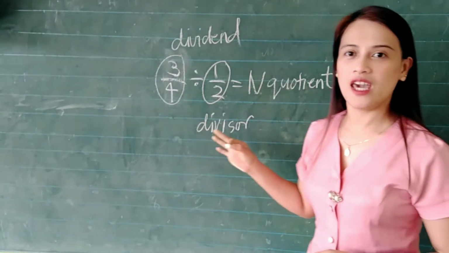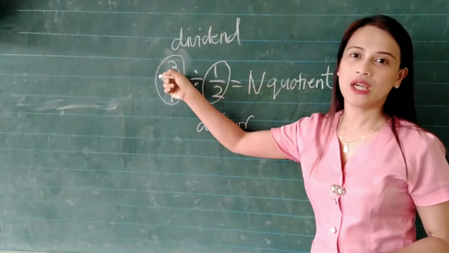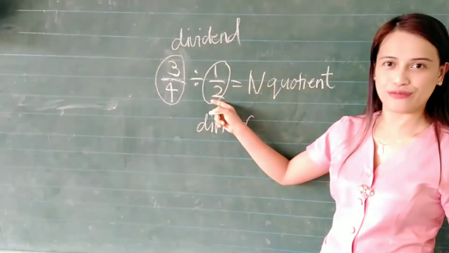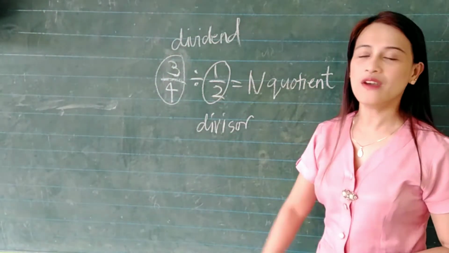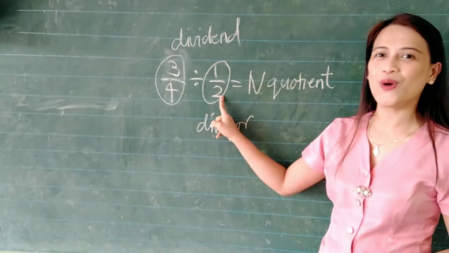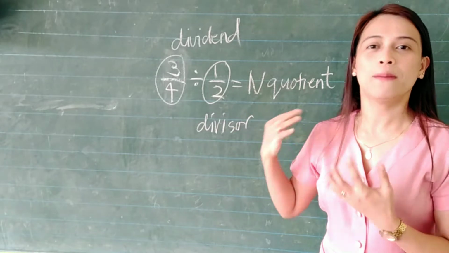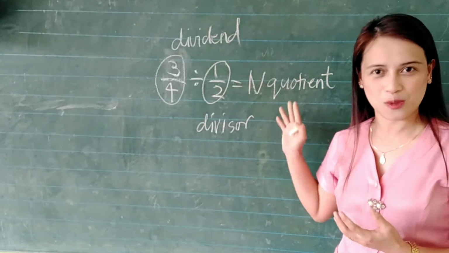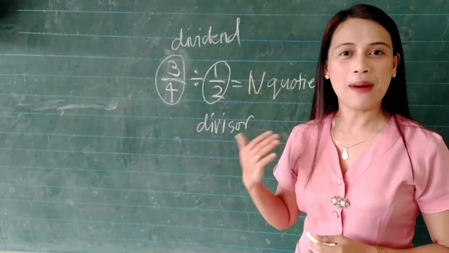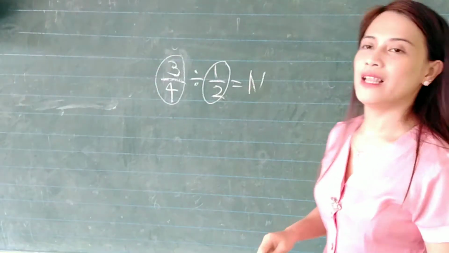So we can also say this expression as: what is the quotient of 3/4 and 1/2? What is the answer if 3/4 is divided by 1/2? So that's also another way to read this expression. So yun yung ibang mga paraan kung paano basahin ang expression na ito. So let's proceed. So let's solve.